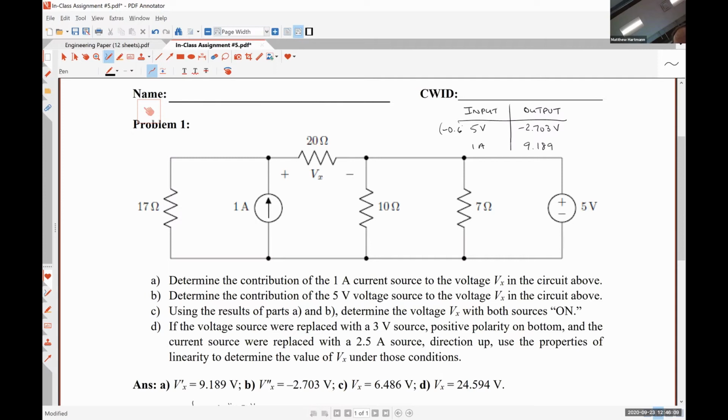So that means we should expect our output to scale by that exact same factor. So negative 2.703 times negative 0.6 means that we should expect to see a voltage of positive 1.6218 volts. And if we scale, so we replace the current source with a 2.5 amp source direction up. So what is our scaling factor for our current source input? 2.5.